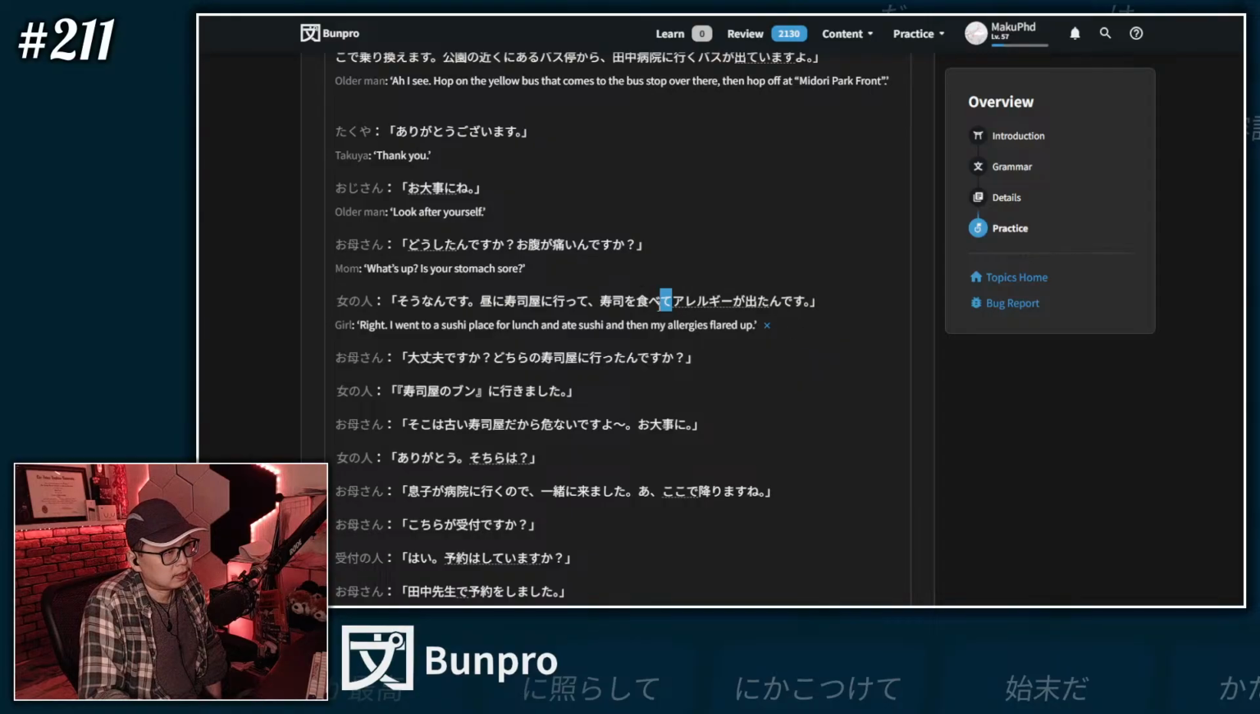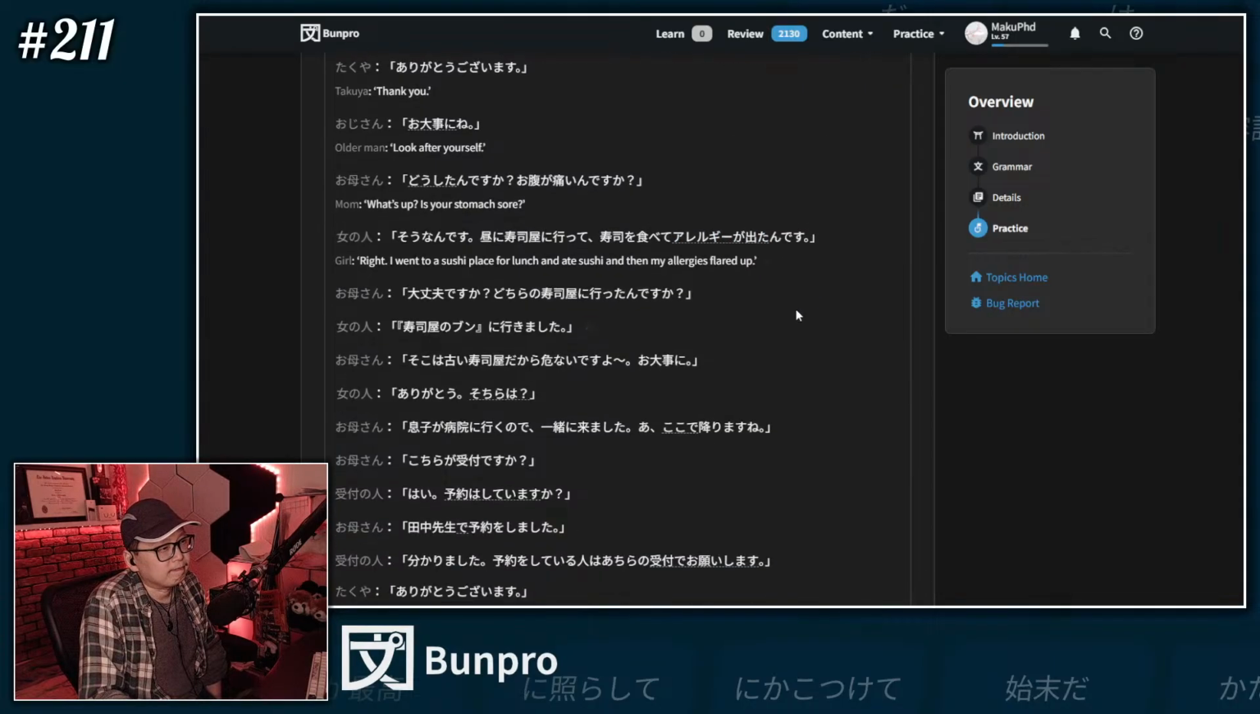This te tabete is implying a sequence. Or sorry, not sequence. This is the reasoning te. So it's like, because of eating sushi, the allergy flared up. Oh wait, I just realized this is dasu. I mean no, desu. Nah, they didn't use dasu. Interesting.